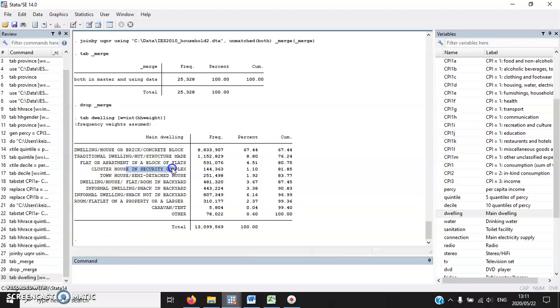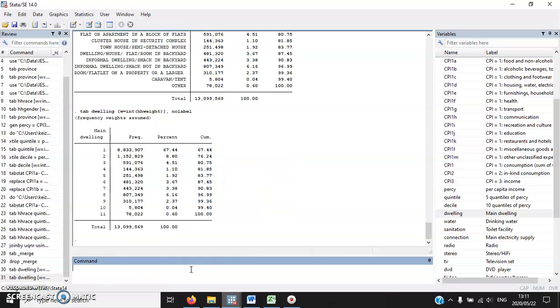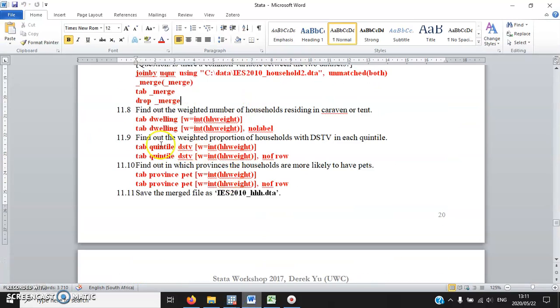Okay, scary, hey? Stats SA created a label and labeled the categories, but using capital letters. So you can see at the time of IES 2010, 2/3 of the households live in formal dwelling. And then I think I did it before. What if I don't want to see the label? I only want to see the category numbers. So no label. Okay, let's do 2 more.